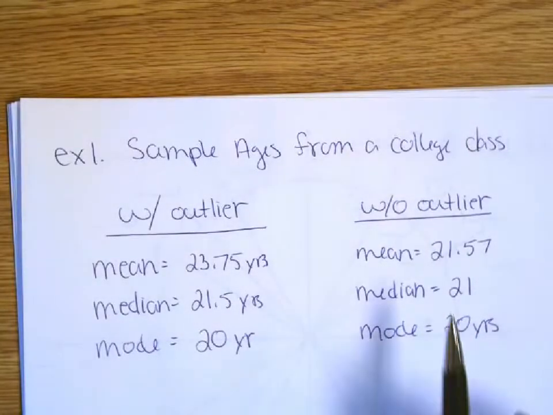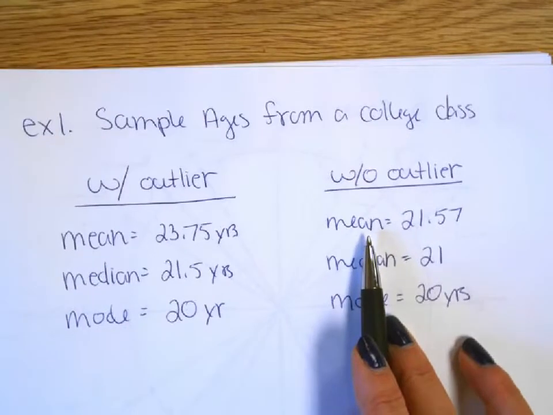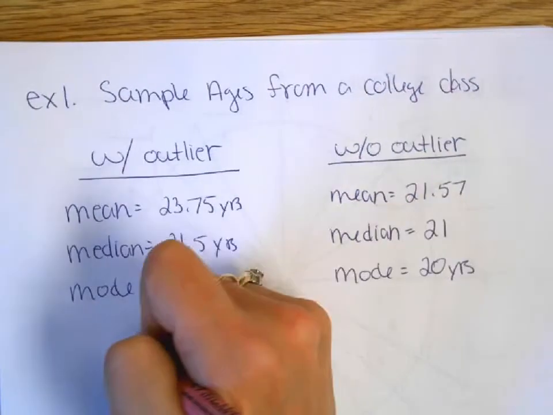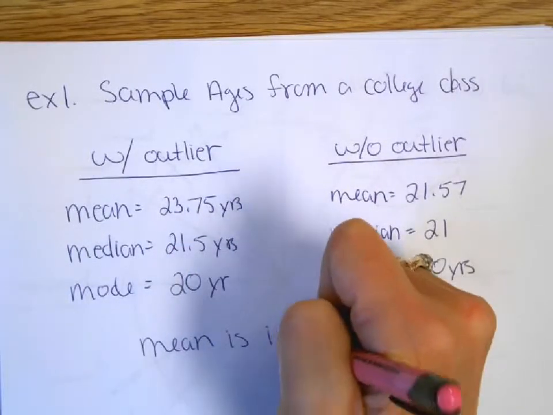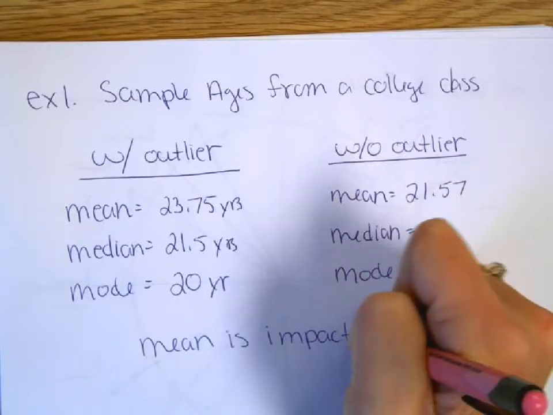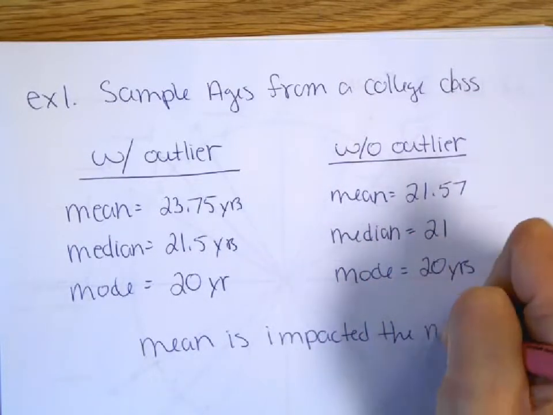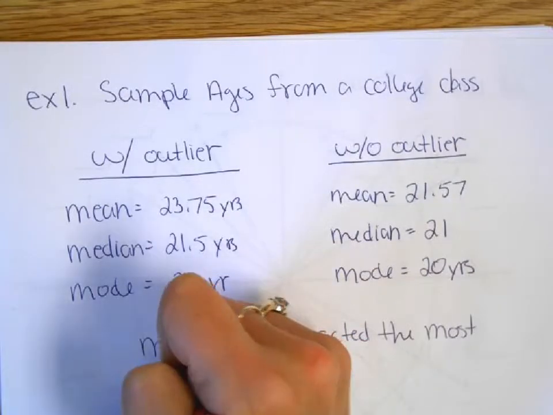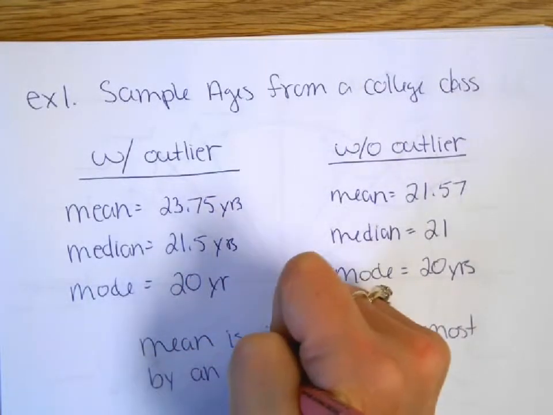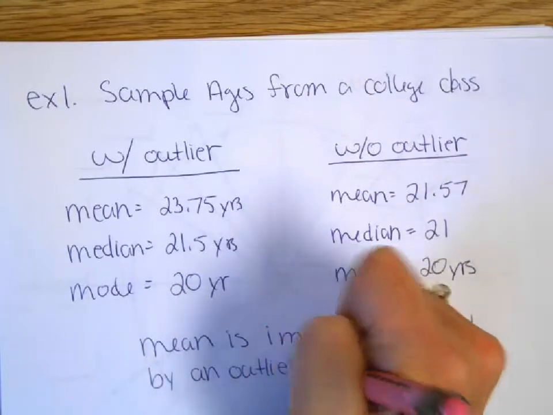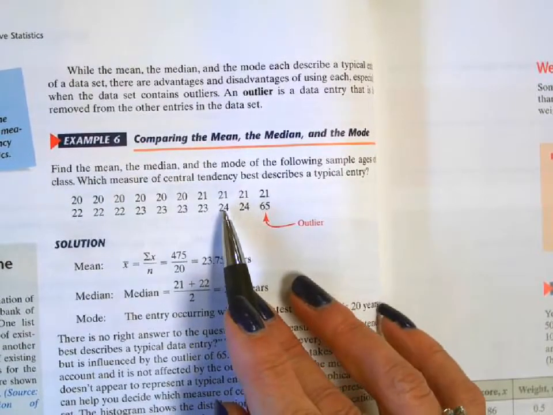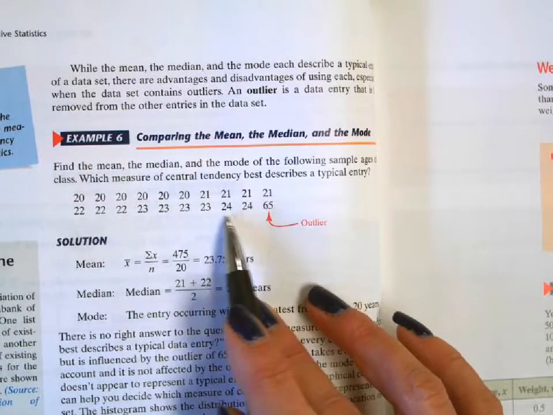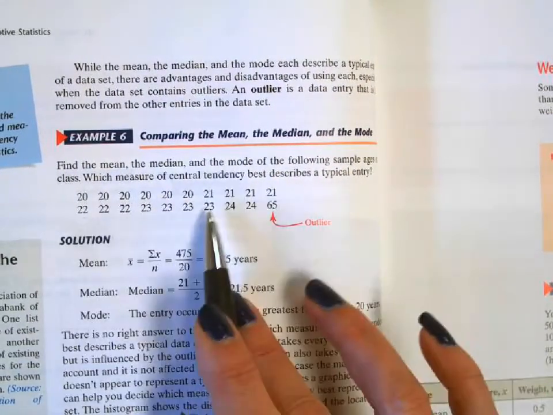So if you have an outlier, you can see that the mean is impacted the most by an outlier. Because really, if you look at the ages, when you say the average age is 23.75, you really only have 3 people that are older than that age. Most of the people are way, way younger than that.